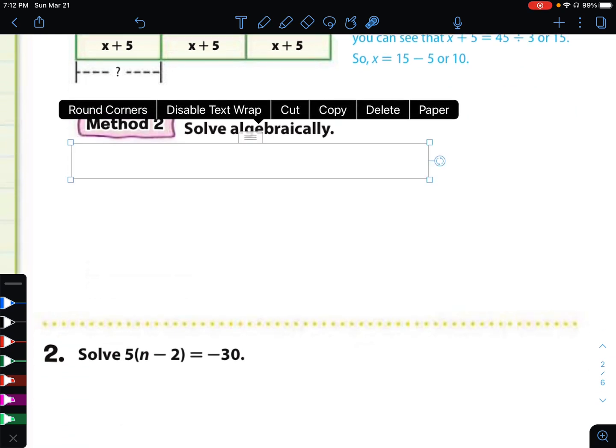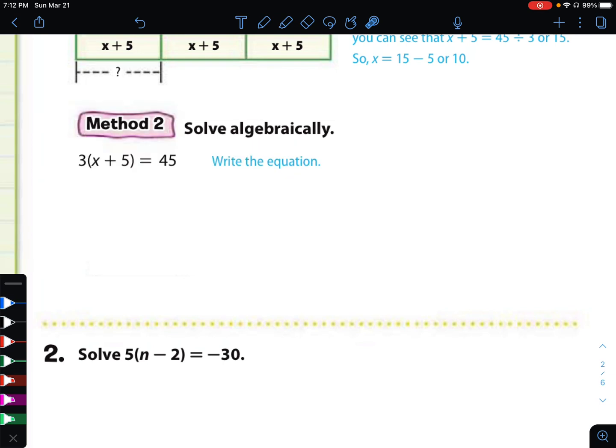So first things first, we write the equation down: 3 times the quantity x plus 5 equals 45. Since these are factors, we can use the division property of equality to undo 3. We divide both sides by 3. The 3 cancels out, and since it's a property of equality, we need to divide both sides. We're left with x plus 5 equals 15.